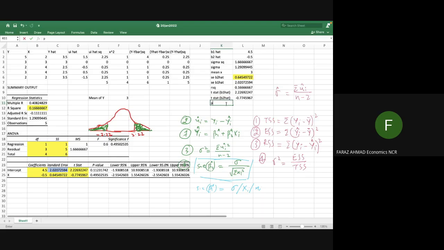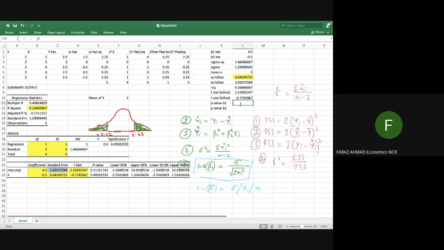All right, in Excel, I'm writing p-value for beta 1 and p-value for beta 2. In Excel, we can do it by writing a formula. Of course, you will not have access to Excel in the exam. Then you have to see the t table for that.